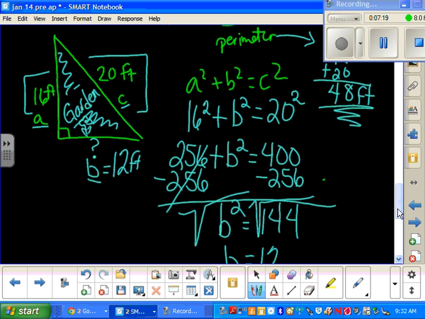And let's say that the fence that we're going to put around costs $5.35 per foot. In order to find the total cost, we would have to multiply out $5.35 times 48.